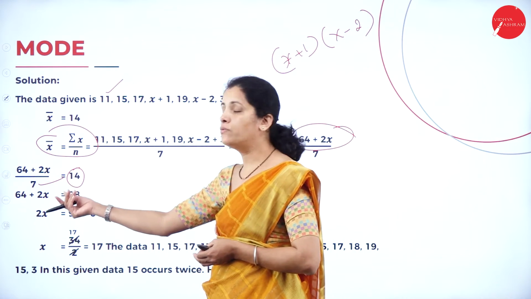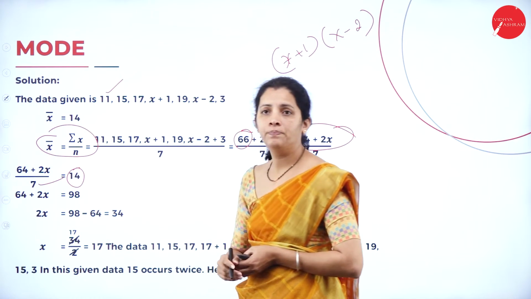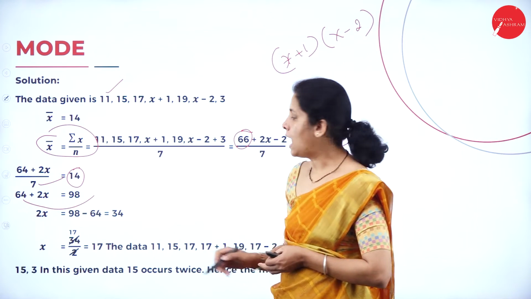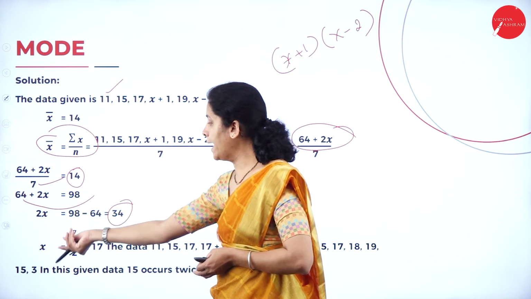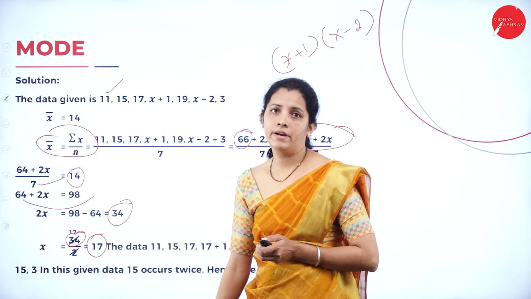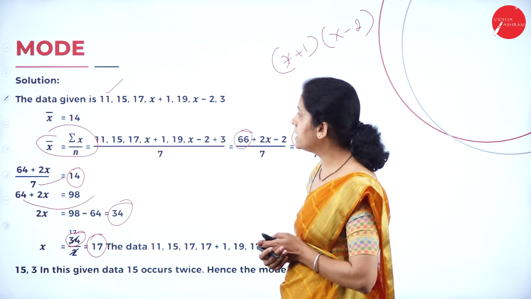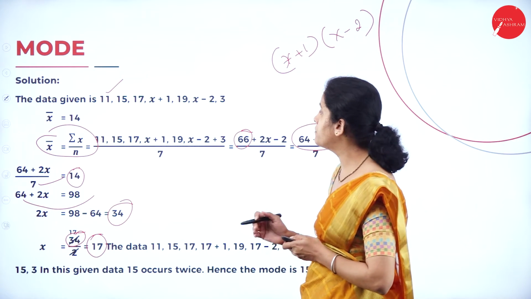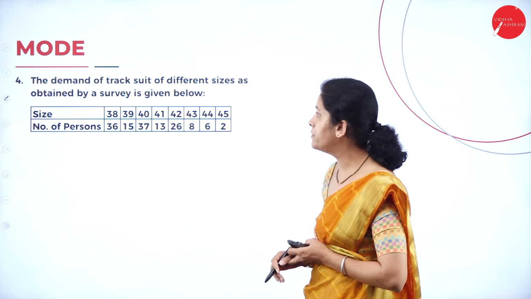Now see here, I want to find the x. So I'll take 2x on one side, then 98 minus 64. The answer is 34. Now I want to find out x. So what is x here? X is nothing but the 17. And what about the mode? If I consider this given data, the mode is nothing but the 15. In the sense, 15 occurs twice. For that reason, the mode is 15.